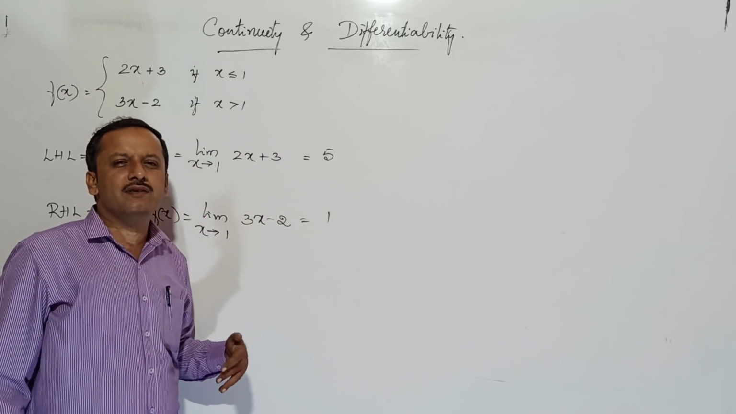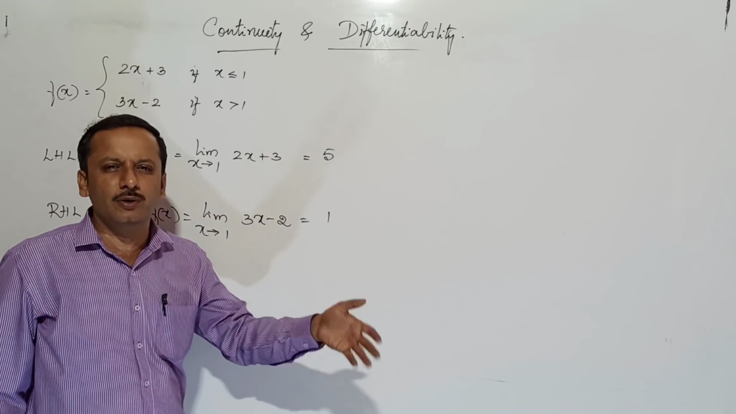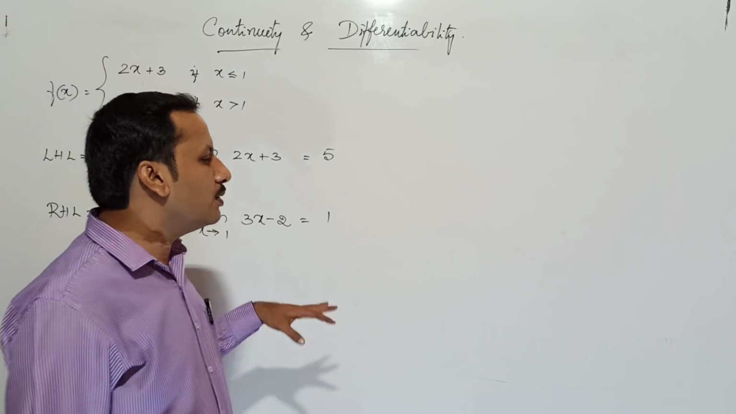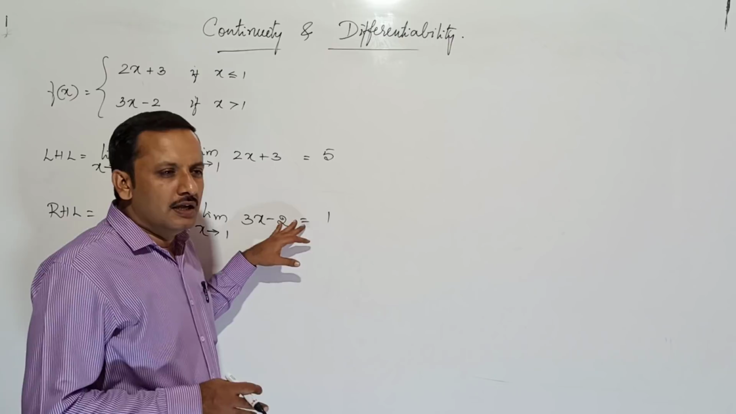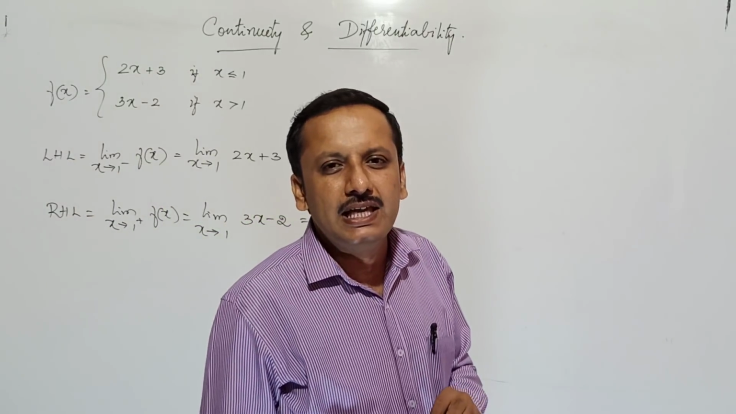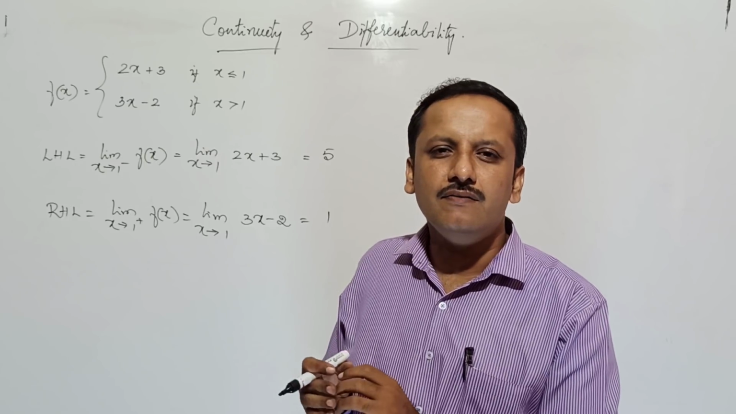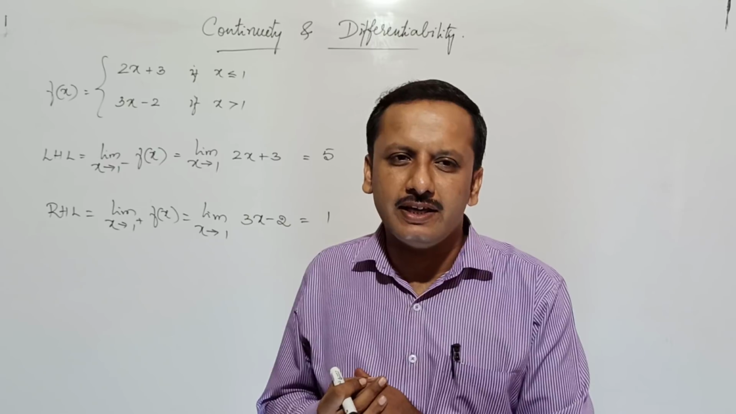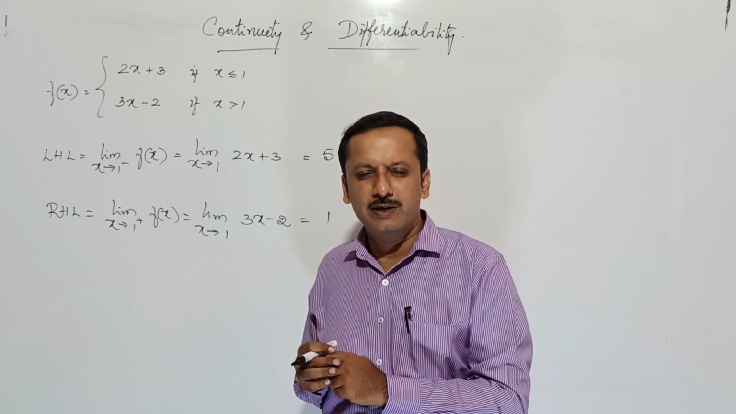For it to become continuous, the left hand limit must be equal to the right hand limit, which must be equal to the value of the function at that point. So at this point the function is discontinuous. We say if a function is not continuous at a point, then we call that point a point of discontinuity. That function is discontinuous at that particular point.